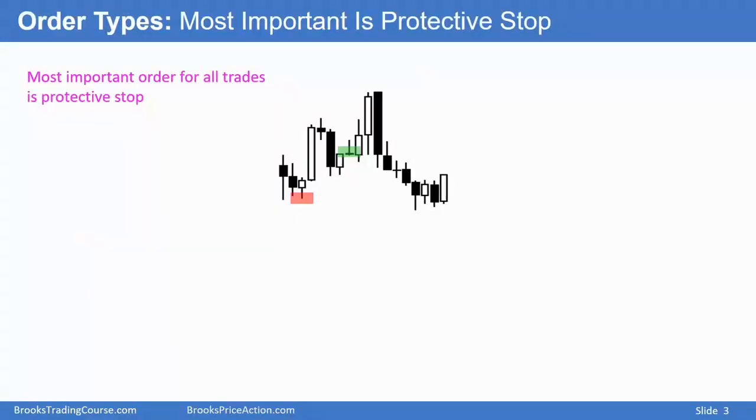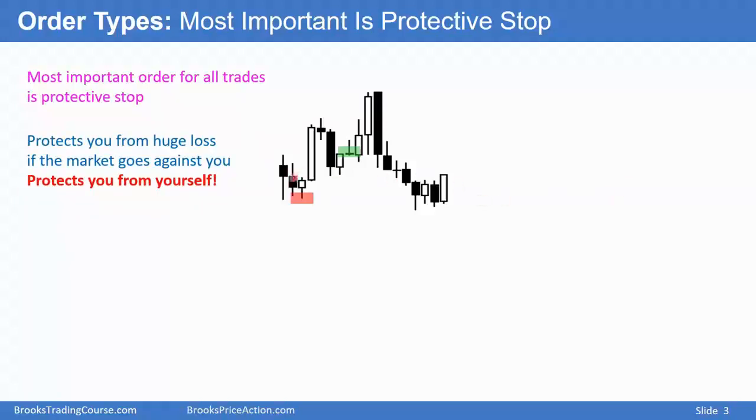In fact, a protective stop is the single most important order that you'll ever use. Whenever you're in a trade, you should always have a protective stop in the market to protect you in case the market goes against you. It protects you mostly against yourself, especially if you're starting out, because if you did not have the stop there, you would be in denial, and often you'll exit after the market goes far against you.